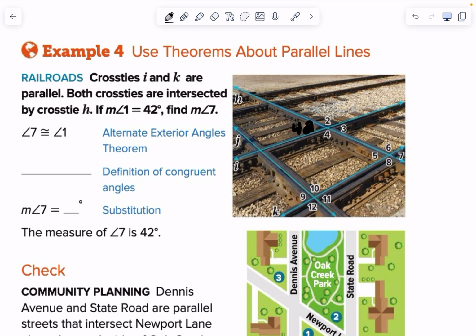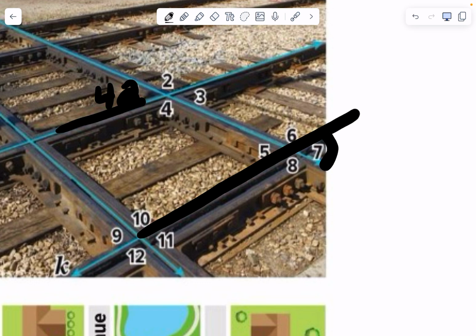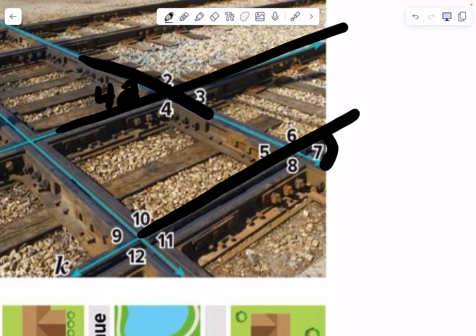42 degrees is angle 1 right there. Okay. They say find the measure of angle 7. Okay. 7 is over here in this corner. 42 is there. 7 is here. That's 90 degrees.